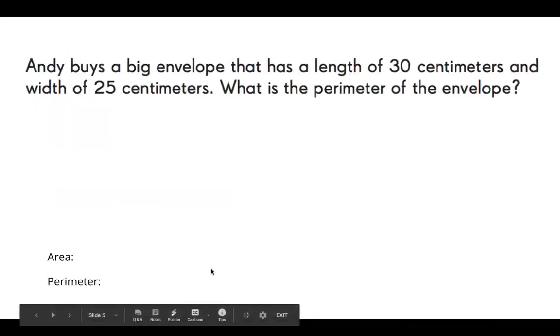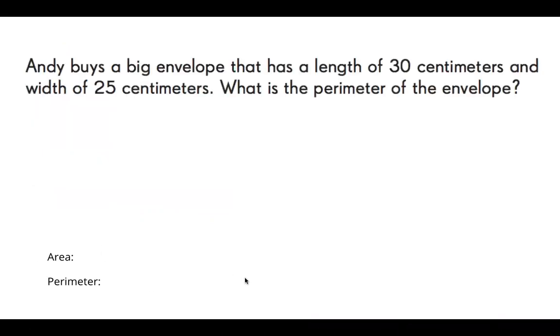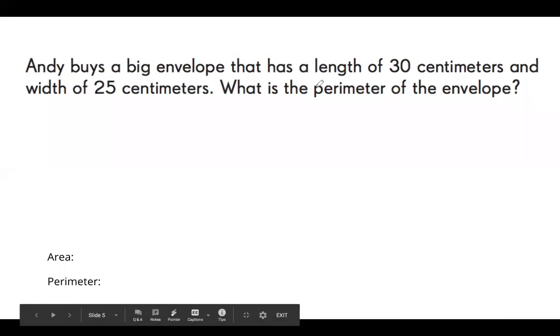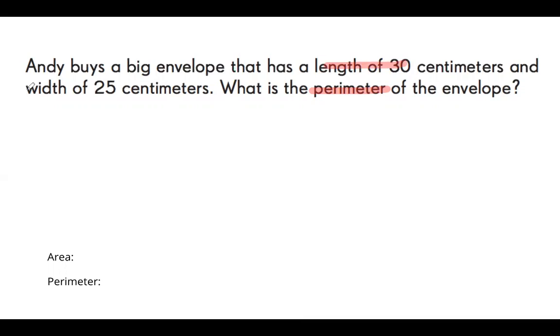This one says, Andy buys a big envelope that has a length of 30 centimeters and a width of 25 centimeters. What is the perimeter of the envelope? Okay, again, key things. What's the perimeter? I see that the length is 30 and the width is 25. On your paper, when you stop and try this problem, I want you to draw it and show your work so that you can explain later when we do these problems how to get your answers, okay? Press play when you're ready.